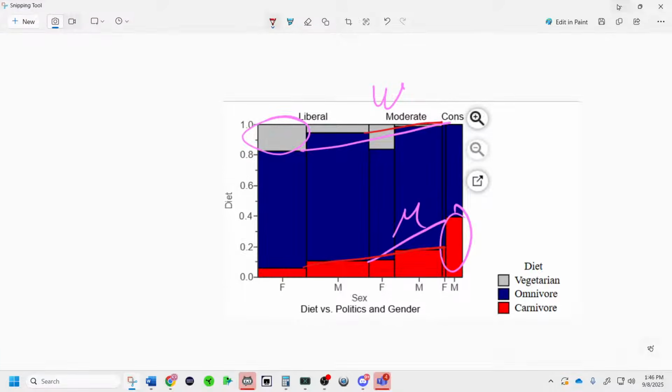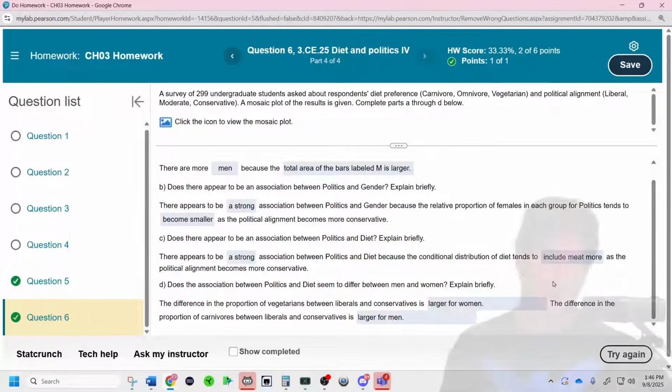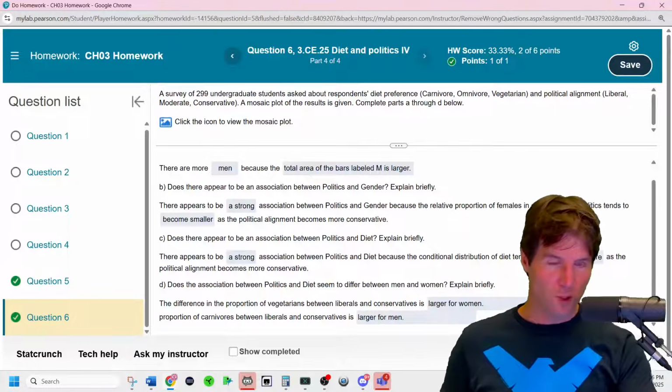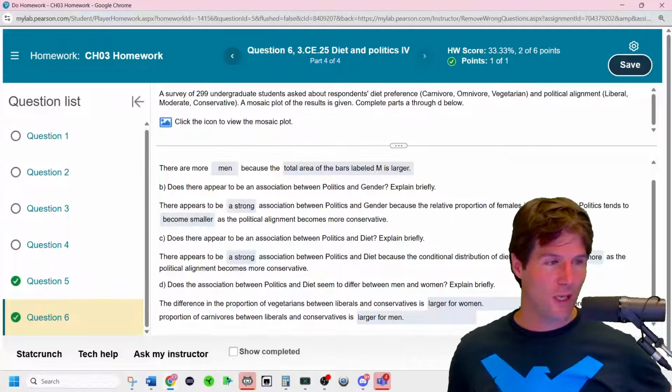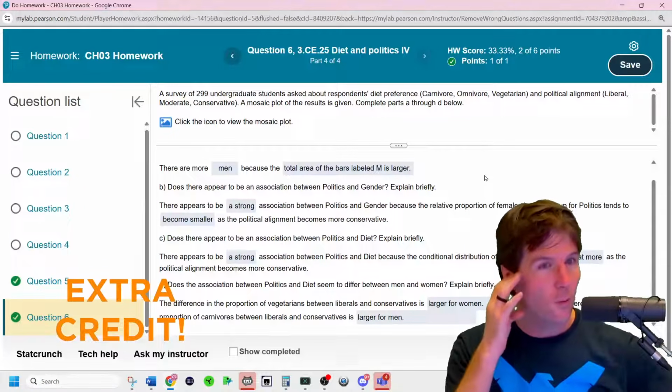So that's what they're pointing out. That's what it says down there. Good job. That's what associations are. It's when knowing one thing gives you information about another. It doesn't prove it. Great job on all those answers. Let's go do another homework question.